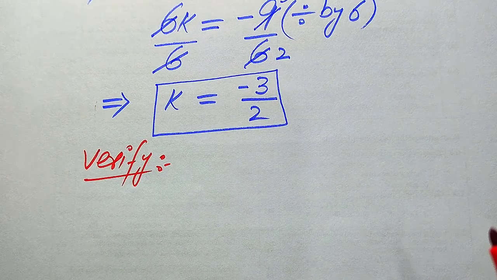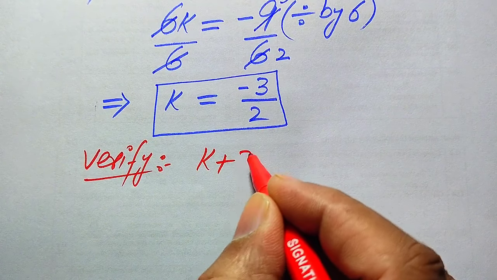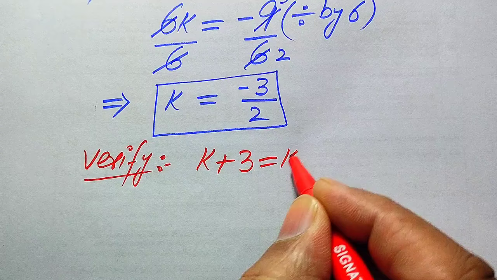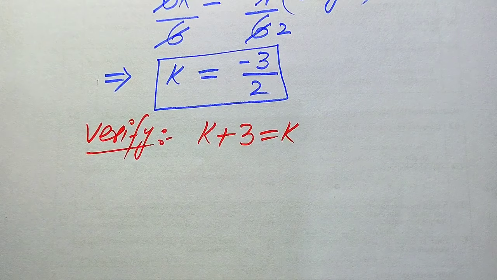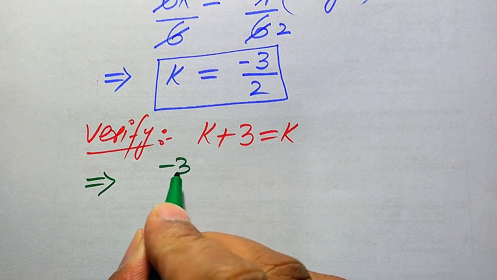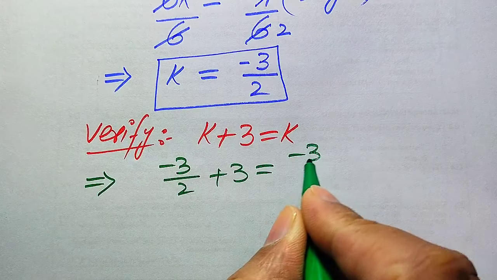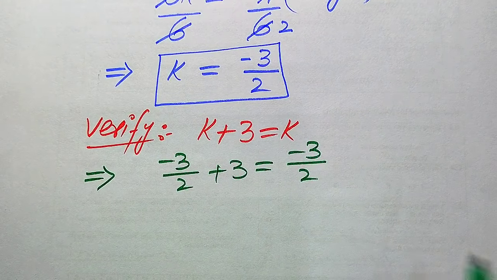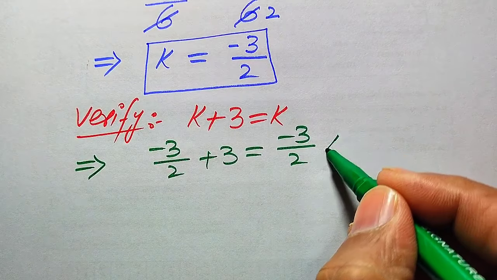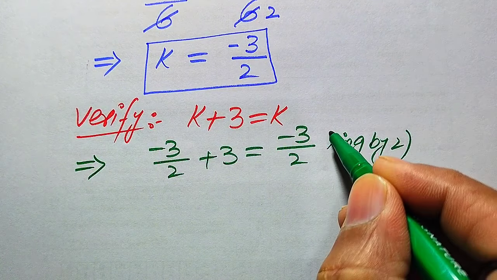So for verification of this value of k, we need to copy down the given question statement here, and this is k + 3 = k. Here we substitute the value of k on both sides, and it will be written as -3/2 + 3 = -3/2. And now we need to multiply both sides by 2.